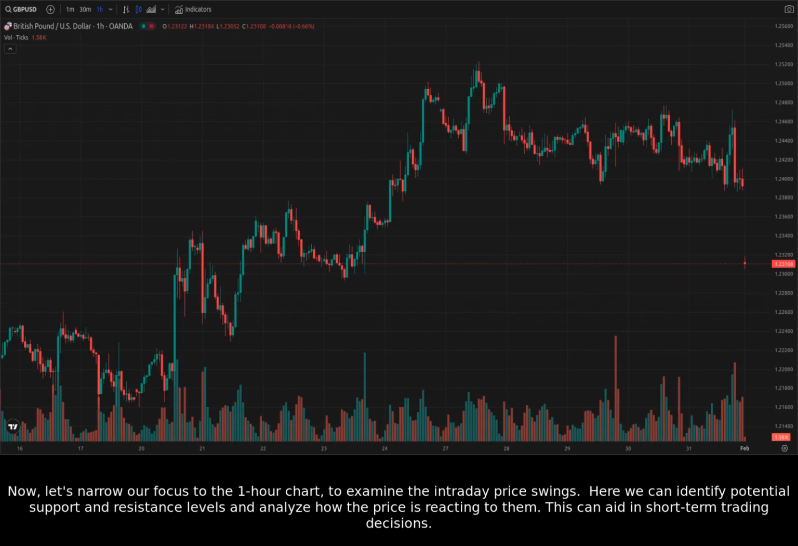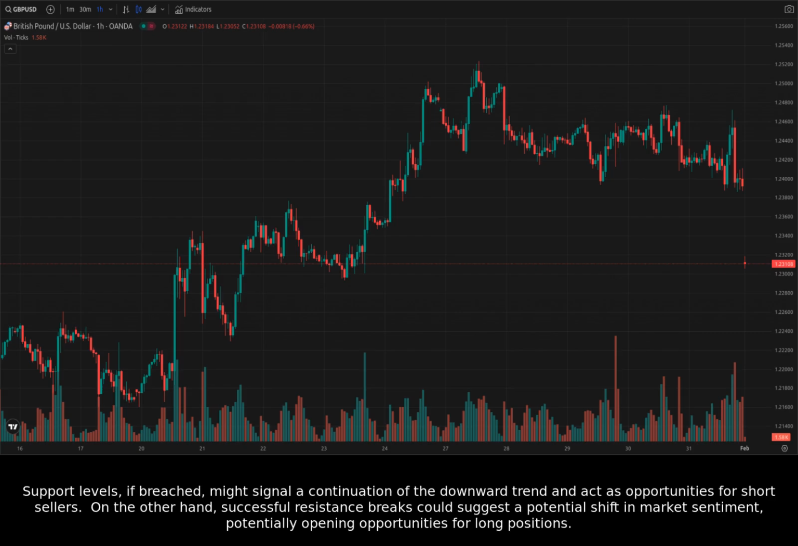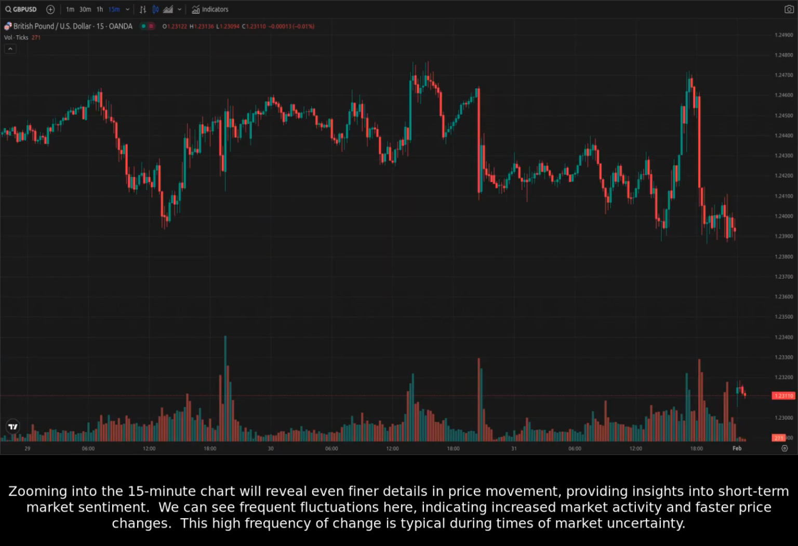Now, let's narrow our focus to the 1-hour chart to examine the intraday price swings. Here we can identify potential support and resistance levels and analyze how the price is reacting to them. This can aid in short-term trading decisions. Support levels, if breached, might signal a continuation of the downward trend and act as opportunities for short sellers. On the other hand, successful resistance breaks could suggest a potential shift in market sentiment, potentially opening opportunities for long positions. Zooming into the 15-minute chart will reveal even finer details in price movement, providing insights into short-term market sentiment.